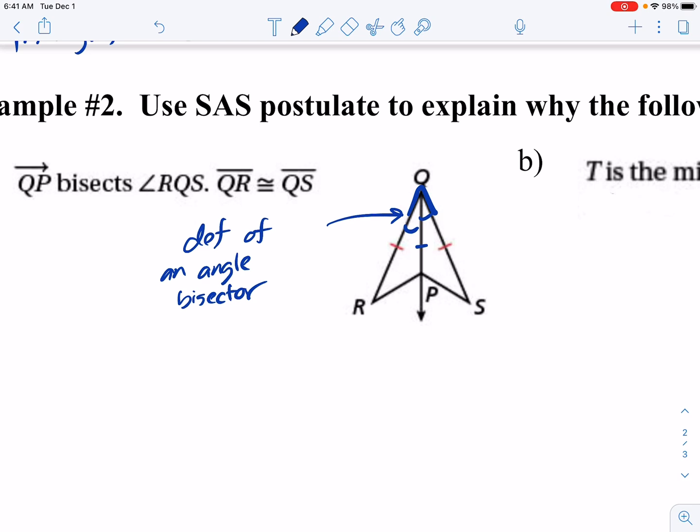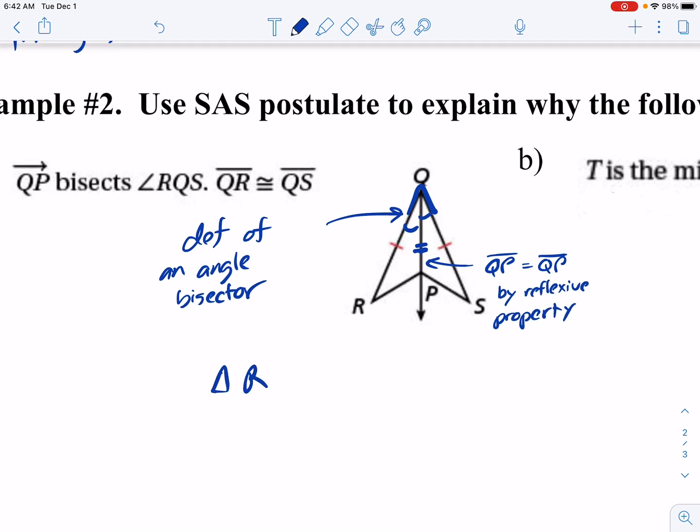And then again, we have a shared side, right? QP is congruent to QP by the reflexive property, or you could state because it's a shared side. And now you have enough information to state triangle RQP is congruent to triangle, if we started with R, we need to start with SQP by the side angle side postulate.